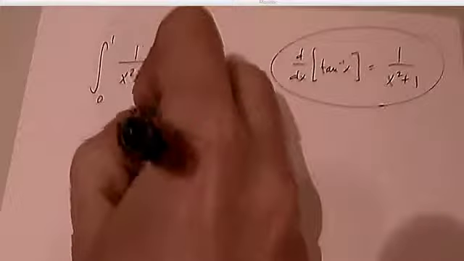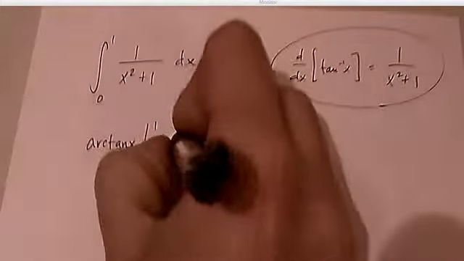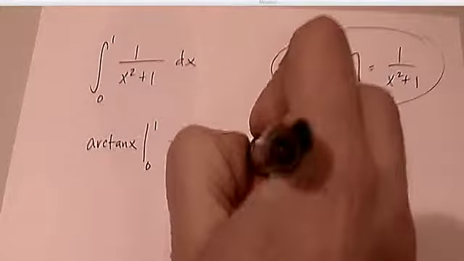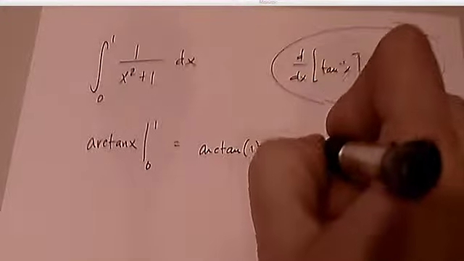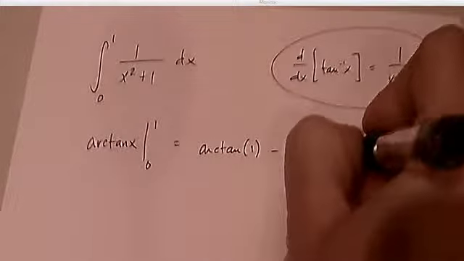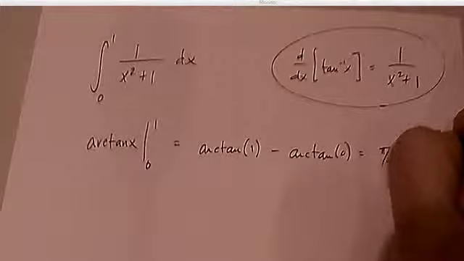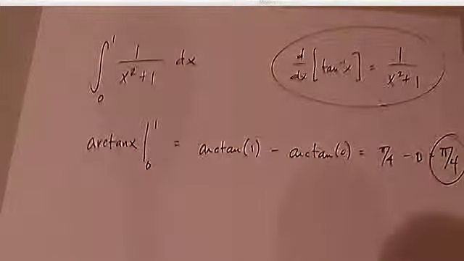So that winds up being arctan, 0 to 1, okay? Or I mean arctan of x. Got to have an angle measurement expression. And so we have arctan of 1 minus arctan of 0. And so we have pi over 4 minus 0, or pi over 4.